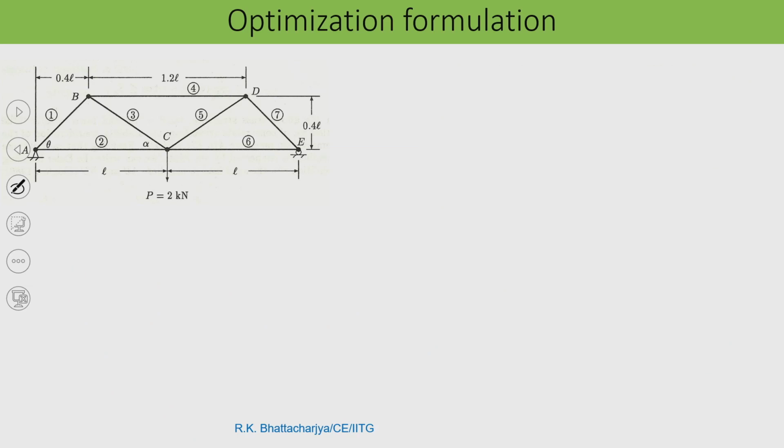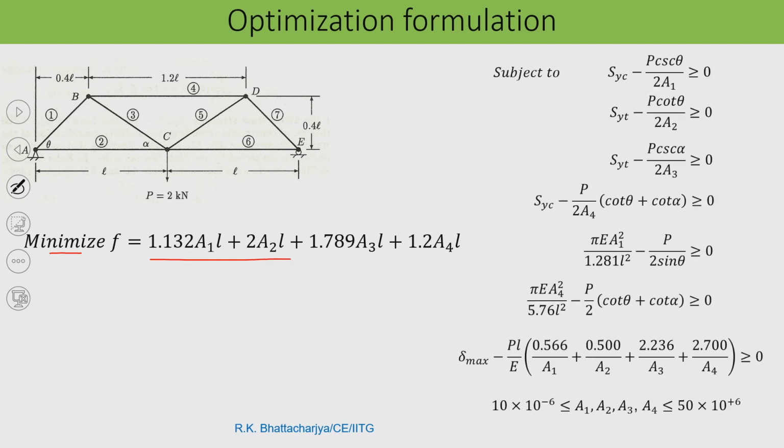Finally, if I put all these constraints, then my optimization model will be something like that: I would like to minimize the material cost. This is the material cost, and these are the constraints. The first 4 constraints are coming from the compressive forces and tensile forces. These 2 are coming from buckling, that means these 2 constraints will ensure that the structure is safe from buckling, and the last one will ensure that the deflection is less than delta max.